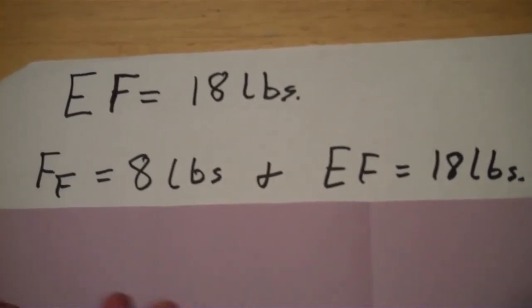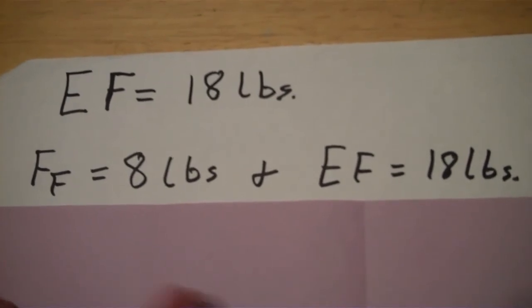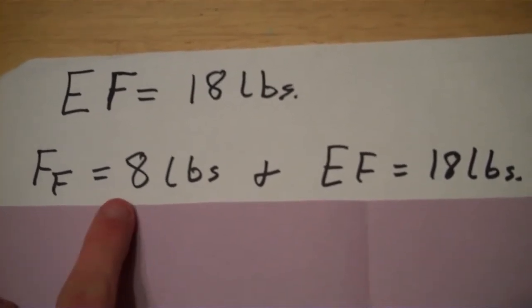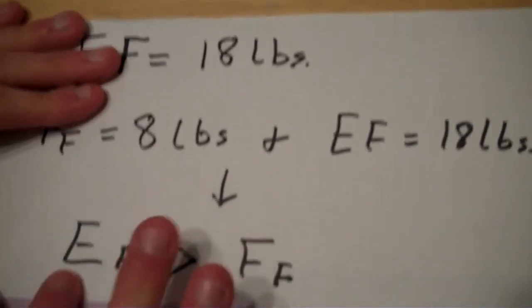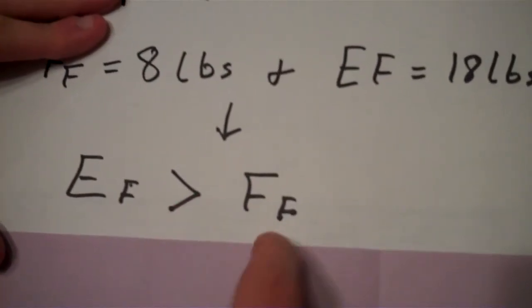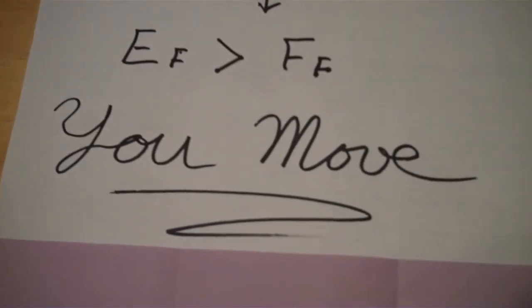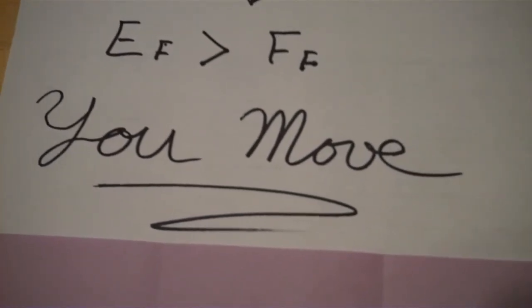Now all you have to do is set it up as which number is larger. As we can see, 18 is obviously larger than 8. So our engine force is greater than force friction, which means we will move. And that is why I was able to continue skiing in the snow.